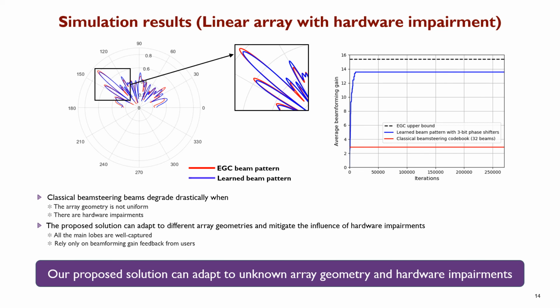Actually, it is common that the performance of classical beam steering vectors degrades drastically when either the array geometry is not uniform or there is a certain level of hardware impairments. Also, as mentioned before, our proposed solution is capable of learning beam patterns that adapt to different array geometries and different hardware impairments, relying only on the beamforming gain feedback from the users.